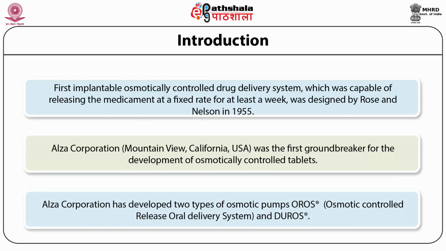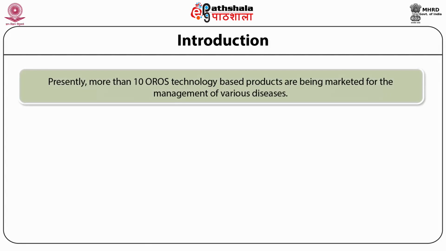Alza Corporation has developed two types of osmotic pump: Oros and Dusro. Oros is the abbreviation, so the full form of Oros is osmotic controlled release oral delivery system, and Dusro. Oros and Dusro are actually kinds of osmotically controlled drug delivery system marketed formulations. Presently, more than 10 or so technology-based products are in the market, and they are for different kinds of disease. So their application in different diseases depends on the different kinds of product that they are carrying.